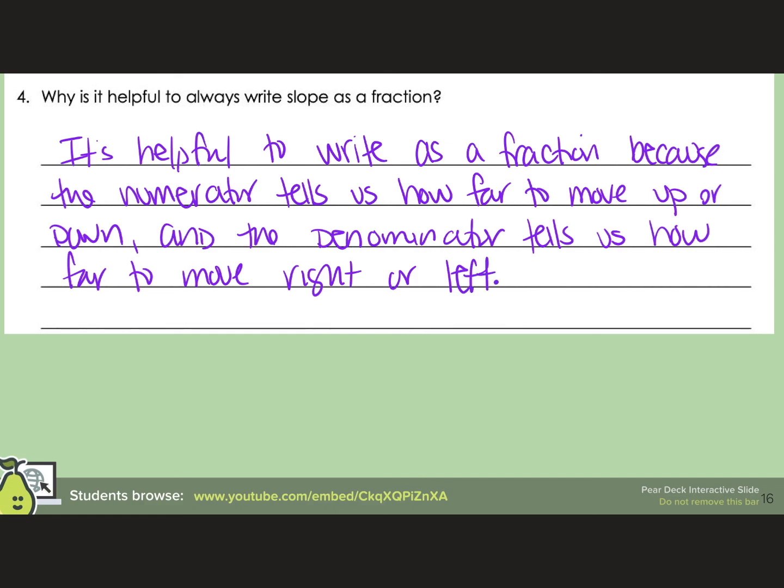You're going to do 3 more practice problems on your own. Check your work, and then it'll be time for your exit ticket.